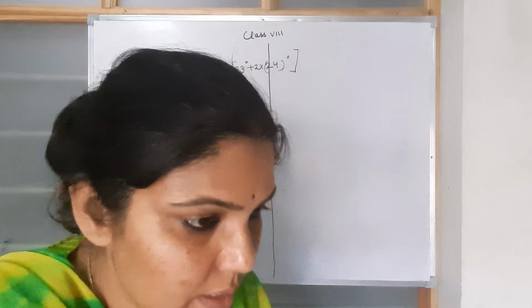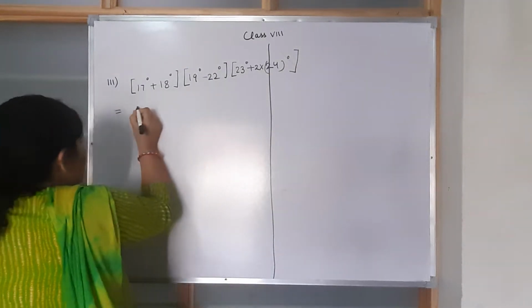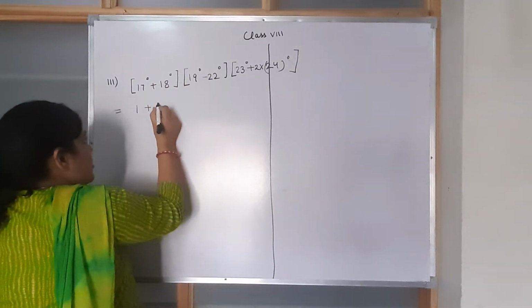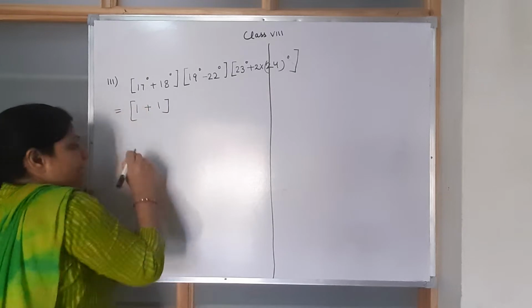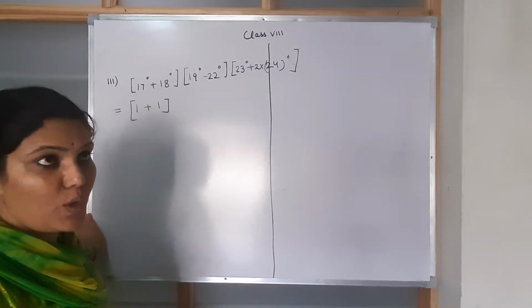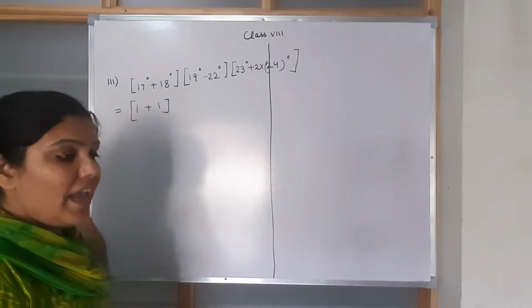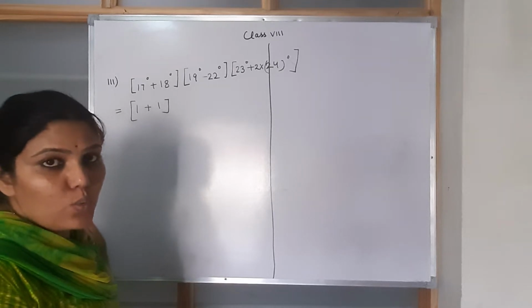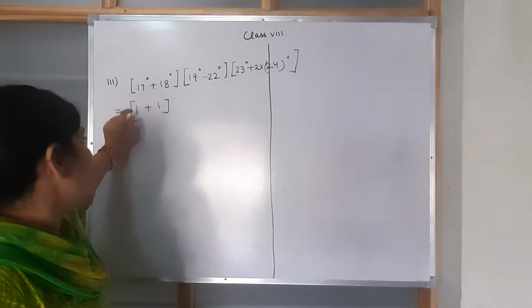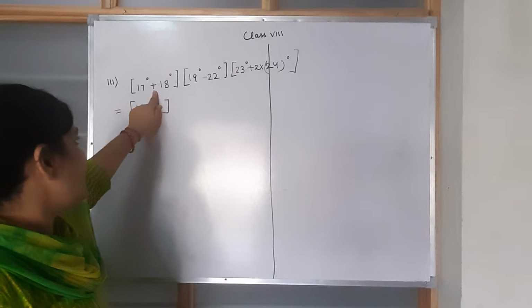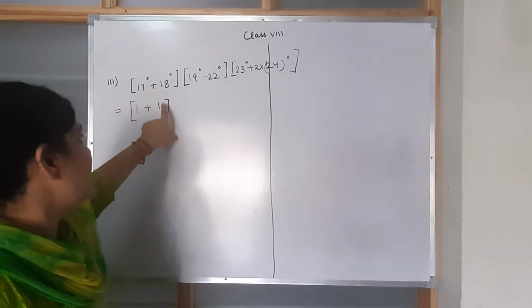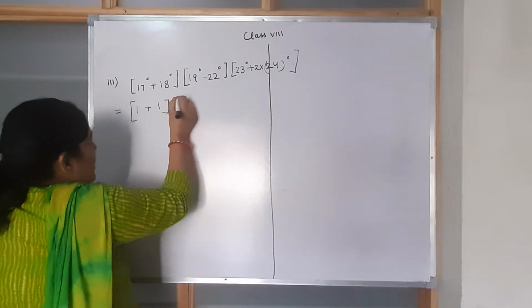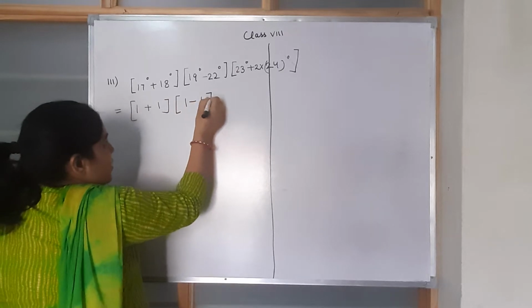17 raised to the power 0 will be what? Will be 1. 18 raised to the power 0 is also 1. You remember, any number raised to the power 0 will always be equal to 1. So 17 raised to the power 0 will be 1. Plus sign, we are also putting the plus sign. 18 raised to the power 0 is again 1. Then we have 1 minus 1.